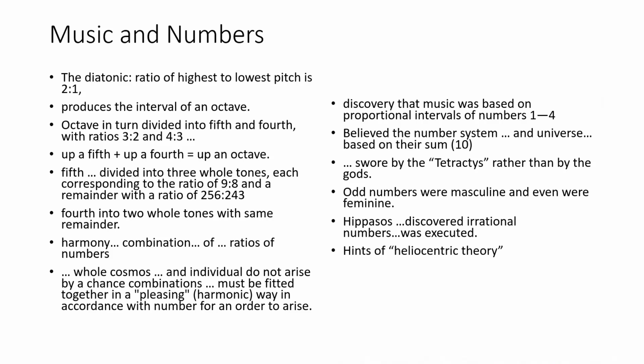The whole cosmos and the individual do not arise by a chance combination and must be fitted together in a pleasing or harmonic way, in accordance with number, for an order to arise. Discovery that music was based on proportional intervals of numbers 1 to 4. He believed the number system and the universe were based on their sum, which was 10. He swore by the tetraktys rather than by the gods. Odd numbers were considered masculine and even numbers were considered feminine.